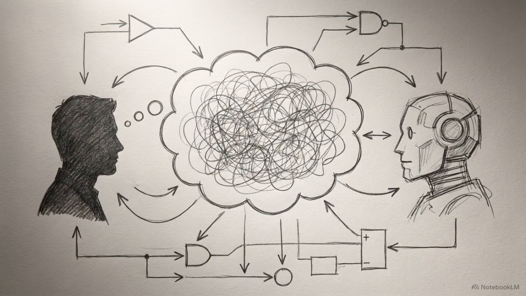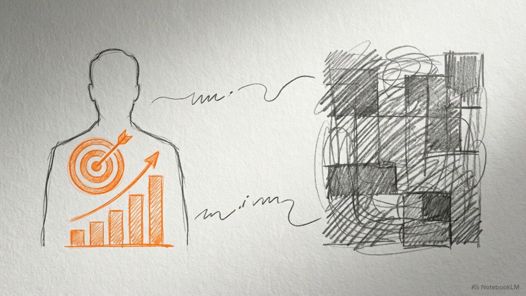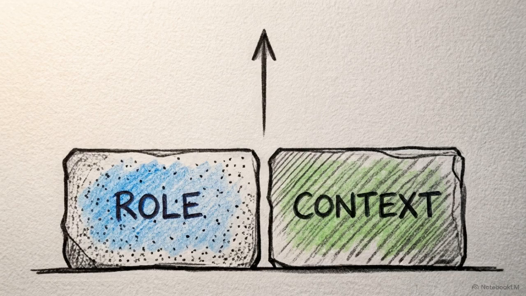This happens because of the mind reader fallacy. We assume the AI already knows our business goals and target demographic. Without explicit instruction, it knows nothing about your objective. We fix this by establishing a foundation. Step 1, assigning a role.